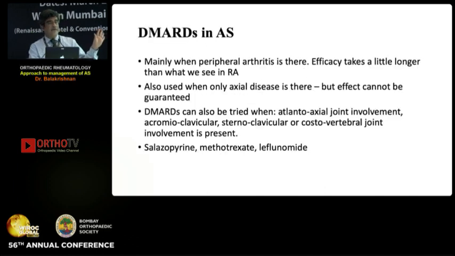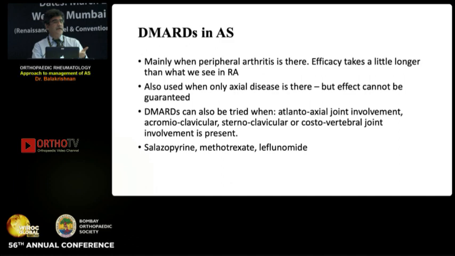DMARDs, definitely only when there is peripheral arthritis. If an ankylosing spondylitis patient has a knee swelling or ankle swelling, we'll use them. They are also used in axial disease, but the effect cannot be guaranteed like it could in rheumatoid. We cannot guarantee it when only the spine is involved. So I personally don't use much of disease-modifying agents when only the spine is involved. I don't do it. DMARDs can also be tried when there is atlantoaxial, acromioclavicular or sternoclavicular involvement. Here we tend to use them because they are synovial joints.